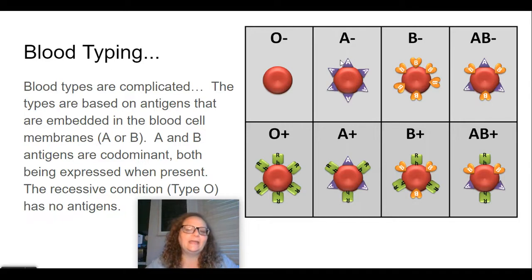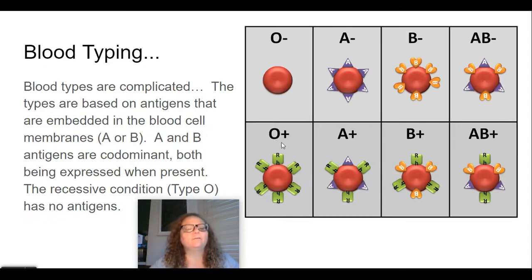If you get an A allele, you'll have A antigens. If you get a B allele, you'll get B antigens. And if you get an AB allele, you'll get both. You can have A and B. The other gene is that Rh factor. It sorts completely independently of the A, B, and O gene.